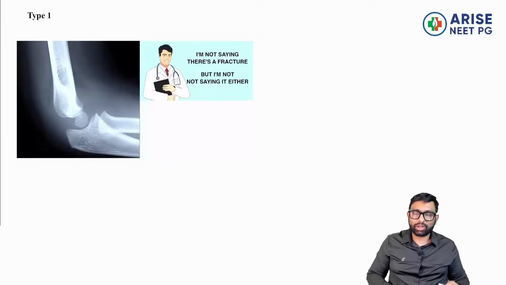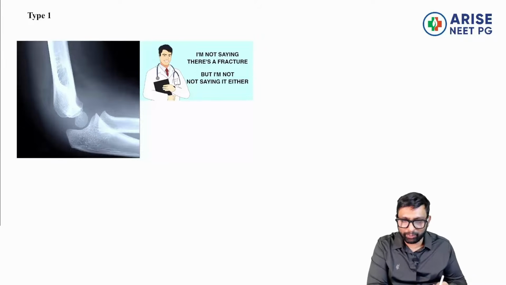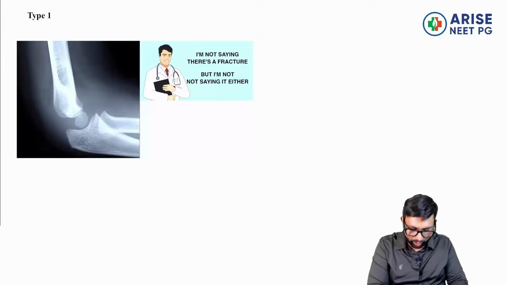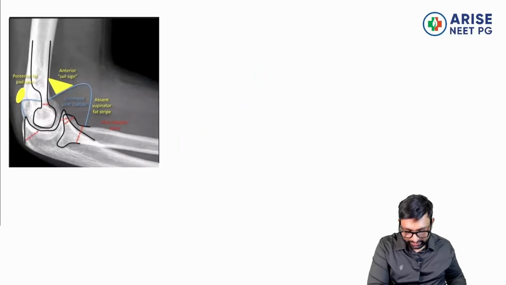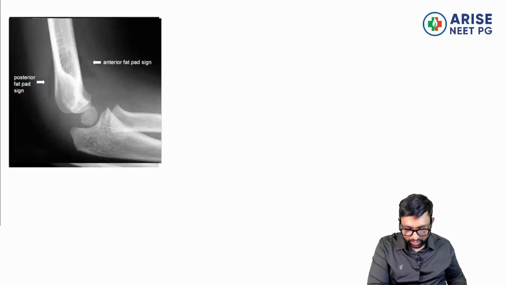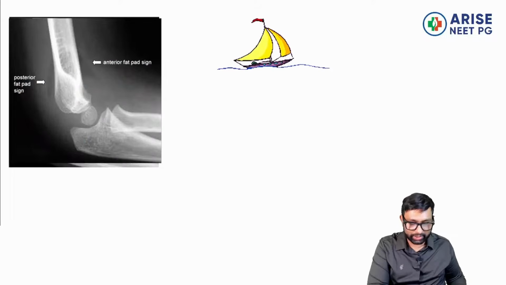Okay, so again, let's go through the X-rays. Type 1, you will not see any fracture, but what you will see is that this kind of sign is seen. Some fat pad will be increased. So that is called a sail sign. So this is a sail sign that you are seeing, anterior and posterior sail sign. So fat pads both anterior and posterior will be normal.